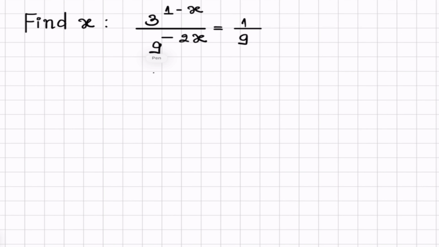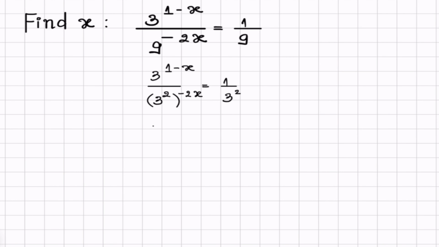Now we have 3 raised to the power of 1 minus x, still the same. And then 9 could be written as 3 squared, and then all raised to the power of minus 2x, then equal to 1 over 3 squared.